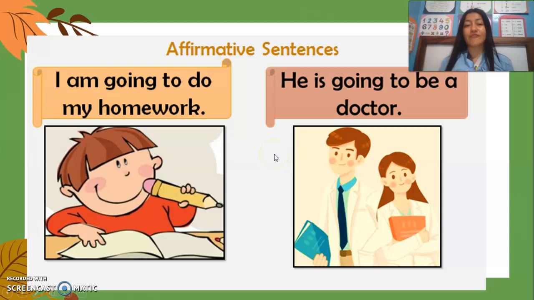Let's read affirmative sentences with going to. I'm going to do my homework. It's something that I'm going to do. Or he is going to do the homework. The next one: he is going to be a doctor. Maybe he is studying, and in the future he is going to be a doctor.